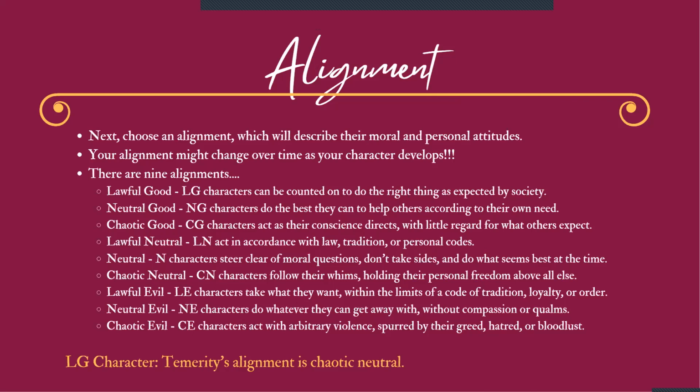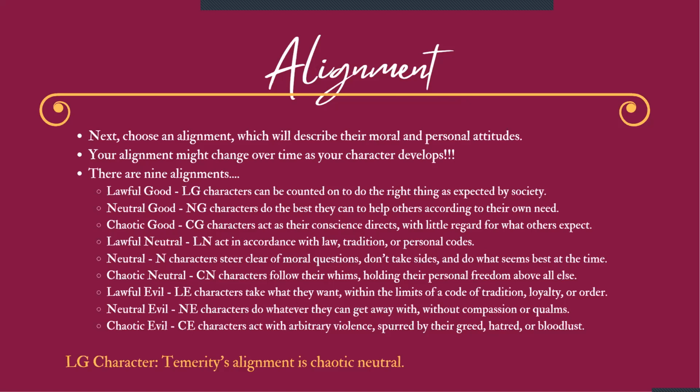Lawful evil characters take what they want within the limits of a code of tradition, loyalty, or order. Sorry. Neutral evil characters do whatever they can to get away with it, without compassion or qualms. And chaotic evil characters act with arbitrary violence spurred by their greed, hatred, or bloodlust.